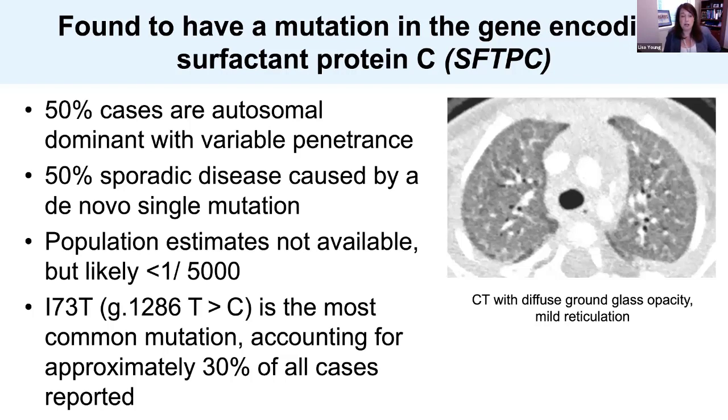That led to genetic testing, which revealed the most common mutation in the surfactant protein C gene, or SFTPC, which is a variant called I73T, which accounts for about 30% of cases. With surfactant protein C, unlike surfactant protein B and ABCA3, 50% of the cases are autosomal dominant, with variable penetrance though. And then others are sporadic disease caused by a de novo single mutation.